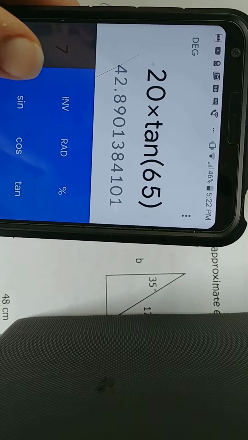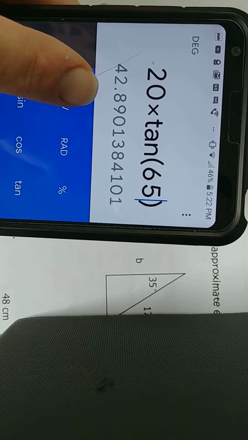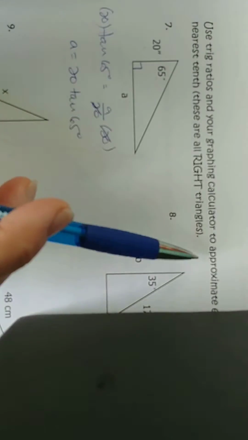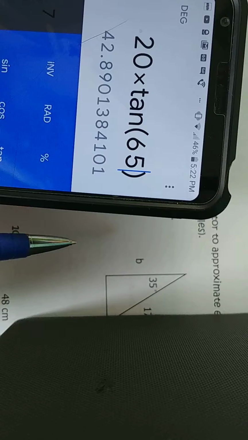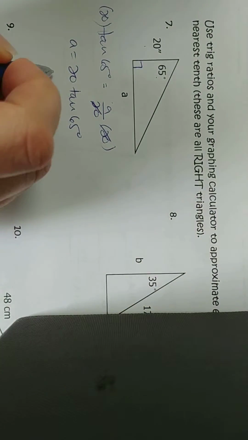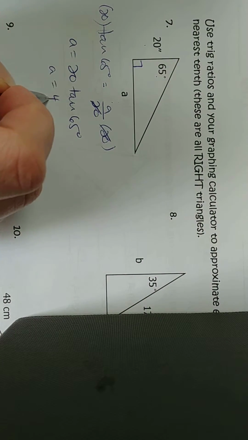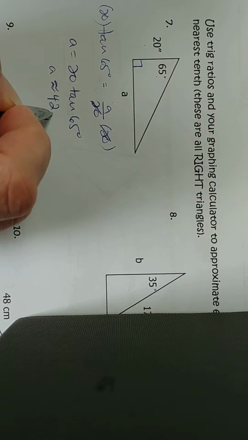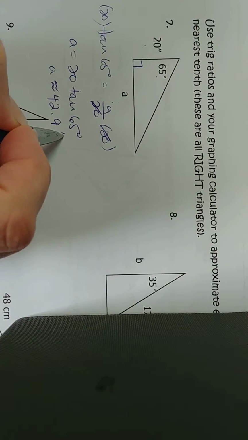So the length of that side that I'm looking for is 42.89. It did say to round it to the nearest tenth, so I'm going to call that 42.9. So A is about 42.9, and the units are inches.